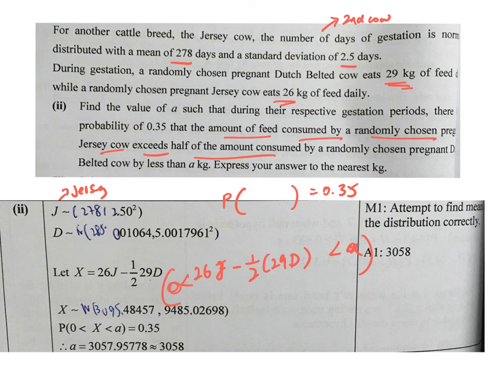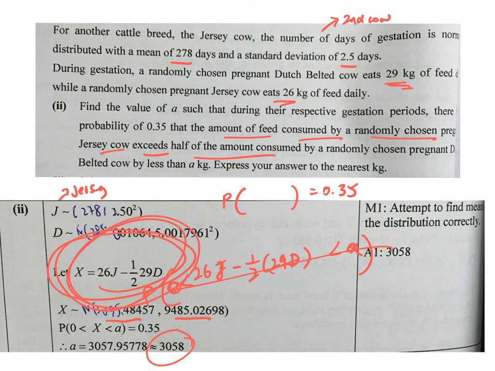If you still don't know, remember we did an assignment question on this. With that, your answer should be A equals 3058, provided that you got the parameters correct. You should be using this as your variable: 26J minus half of 29D. Some of you put the half on the wrong side, you put the half towards 26. Basically you read the question wrongly. So do read the question correctly.